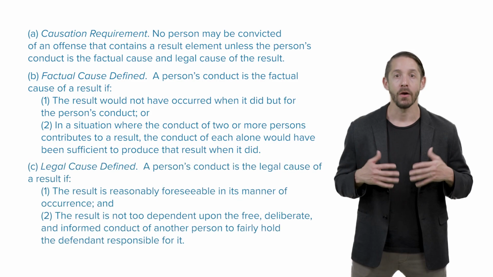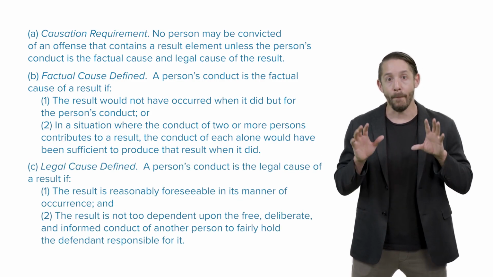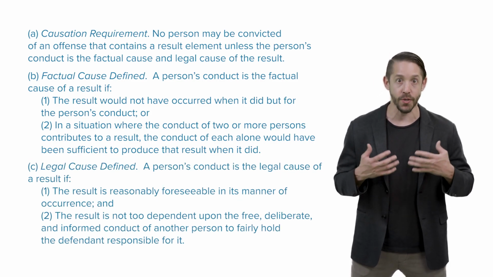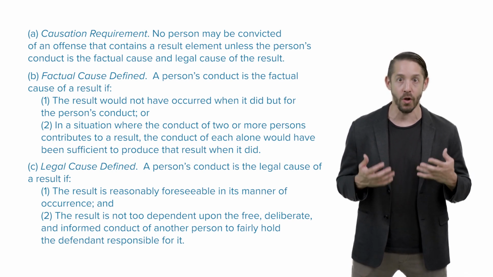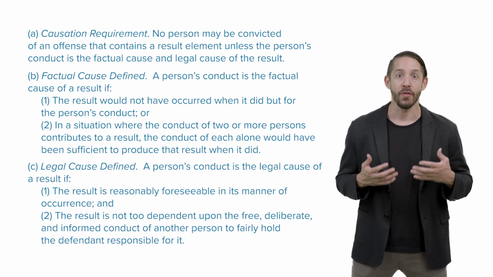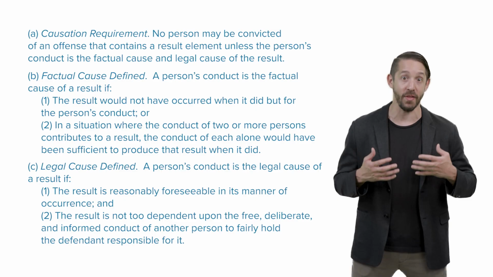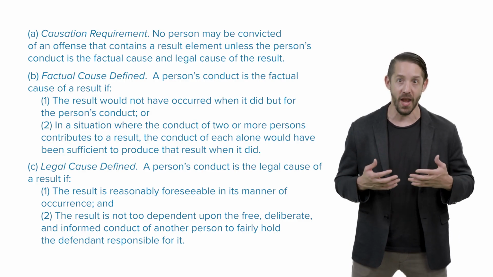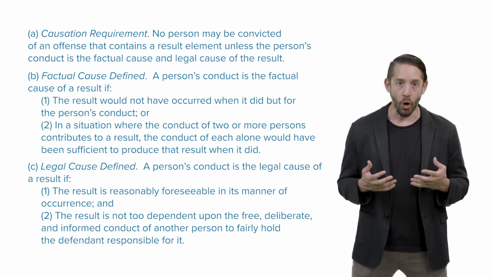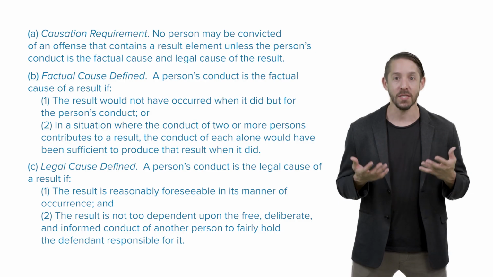Section C, legal cause defined. A person's conduct is the legal cause of a result if 1. The result is reasonably foreseeable in its manner of occurrence, and 2. The result is not too dependent upon the free, deliberate, and informed conduct of another person to fairly hold the defendant responsible for it. Okay, that's a mouthful. What does this all mean?